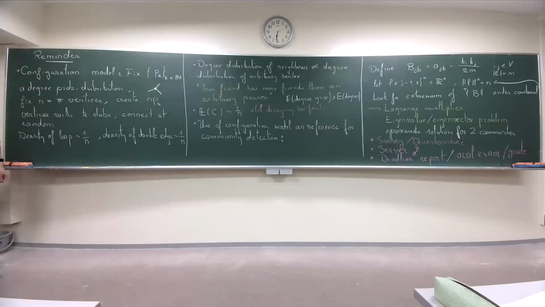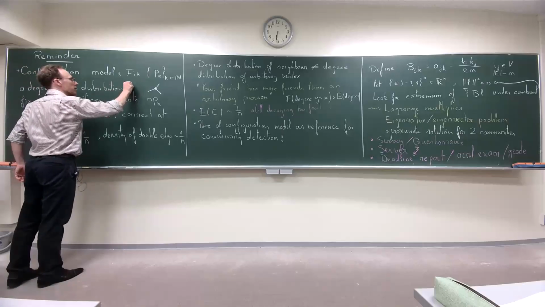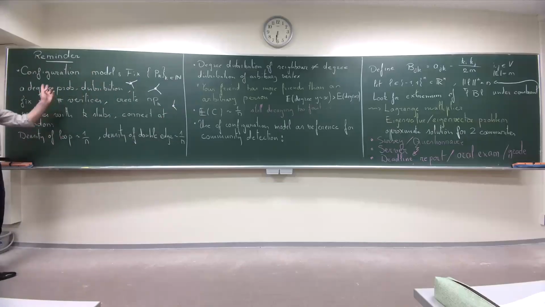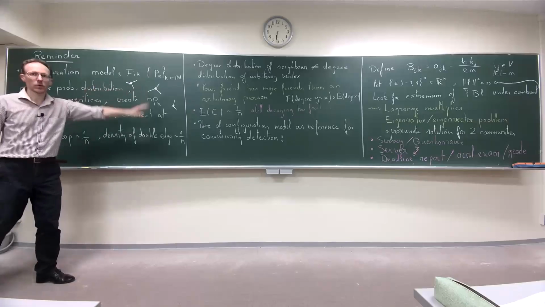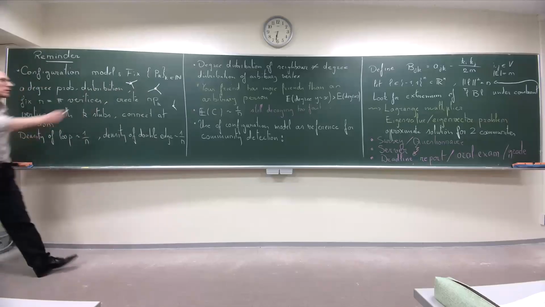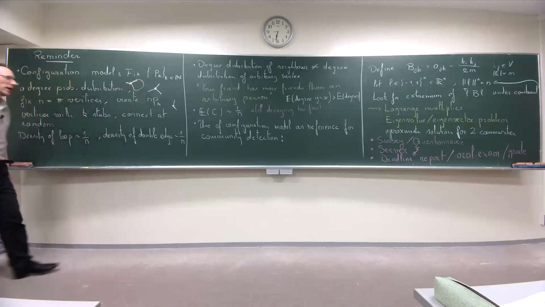A stub is a half edge. So you create N times p_k vertices with k stubs like this. And okay, you do many, some with 3, some with 2, and so on. And then you connect these stubs at random. So there is still some randomness, but the degree distribution is given. All right. And then, of course, you may have loops, because sometimes you're going to connect like this.